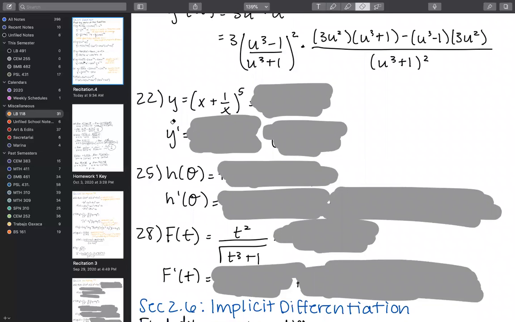So number 22, y is equal to x plus 1 over x to the 5th. So the fractional power manipulation here is just to put the x in the numerator, and so we're going to put it to the negative first. It's the inverse. 1 over x is the inverse x function, and so we're going to put it in its fractional form so that we can perform the power rule on it.